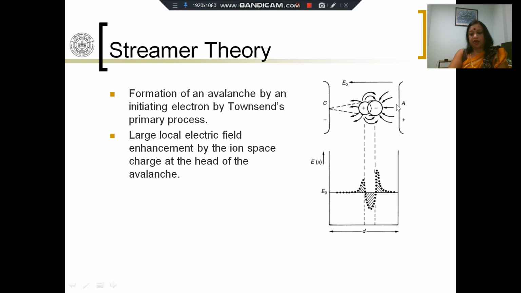charge cloud. In between this positive and negative charge, you have an electric field, which is from the positive charge center to the negative charge center, and it is opposite in direction to the applied external field. So in this region, the field is mitigated. So you have enhancement behind.